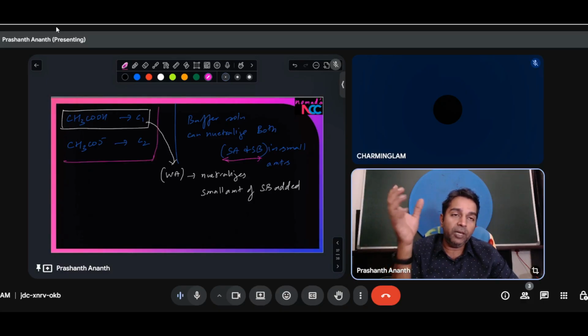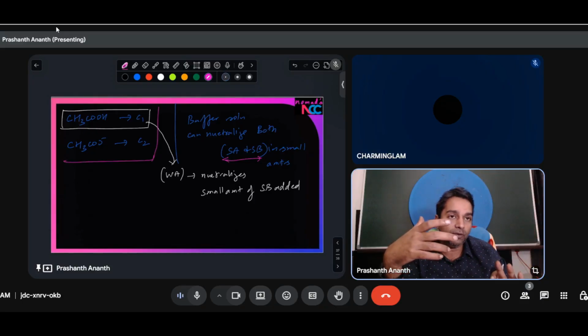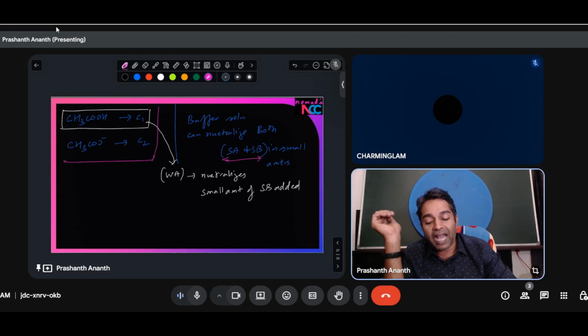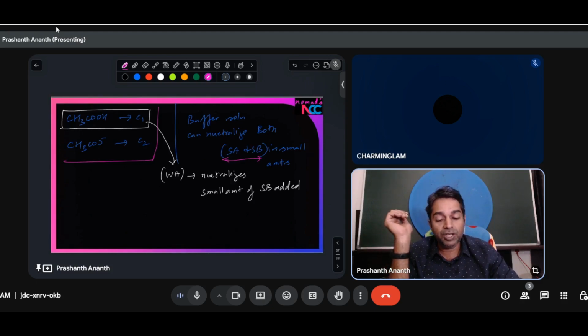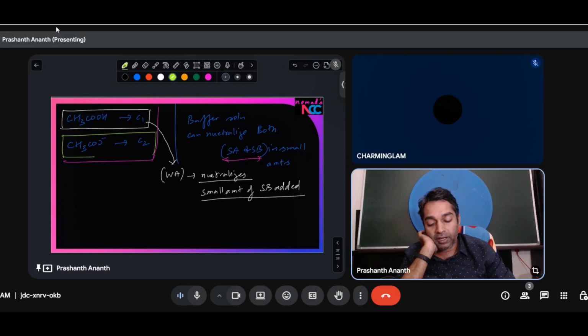If I have a solution where I have CH3COOH and I have added some salt of CH3COOH like sodium acetate, both present in the same solution, then the weak acid part, which is my CH3COOH, is going to neutralize the small amount of strong base added to it. Of course, the CH3COO minus over here is going to be the conjugate base, right?